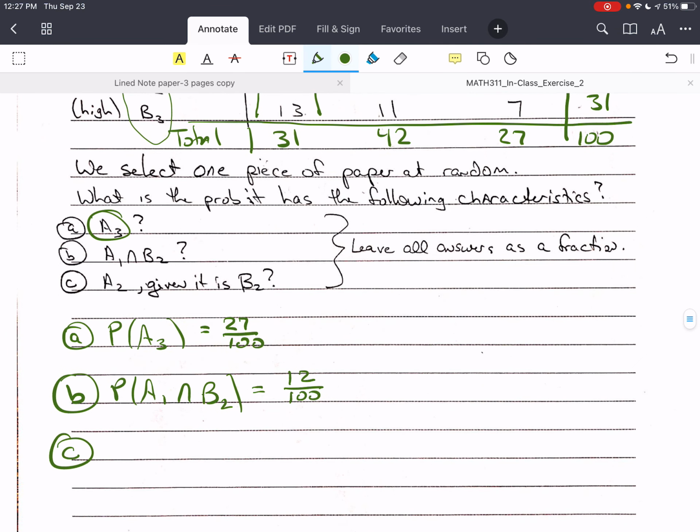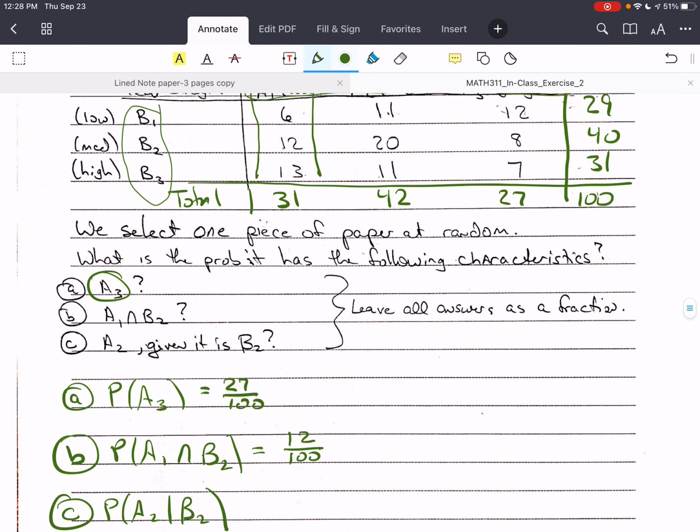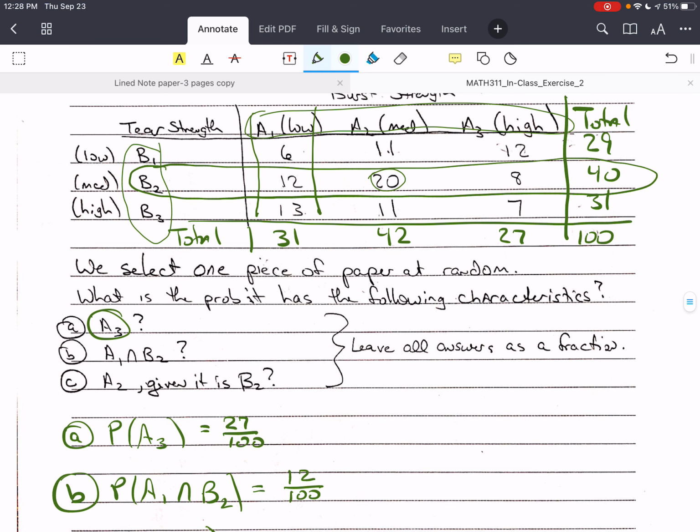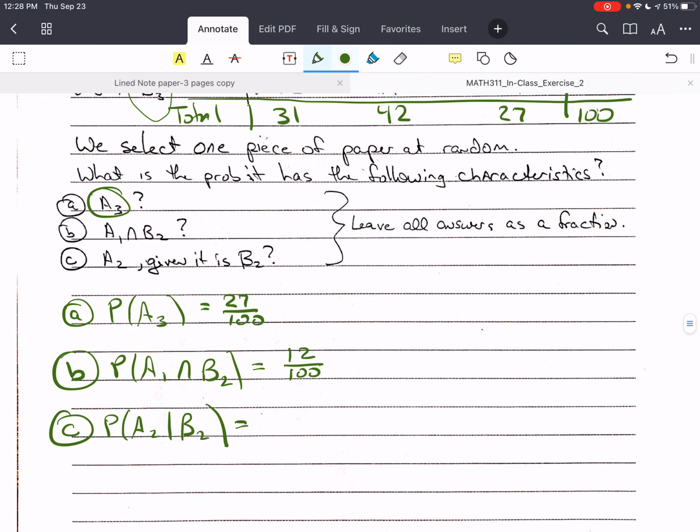Finally, C, we want the probability of A2 given B2. We could use the conditional probability formula, but we have a table. And so we're only interested in B2. So I'm going to reduce my sample space to just the case where B2 has occurred. And I want to know A2 given B2, that's simply going to be 20 over 40. And that is a fine answer for me. Of course, this is equal to a half as well. Okay, so that's it for problem number 2.